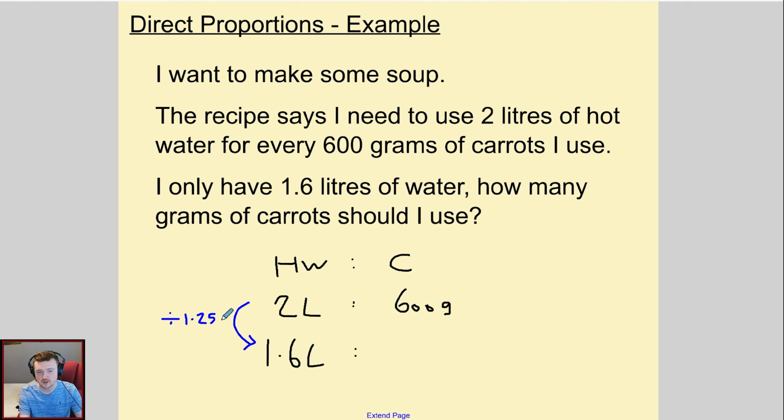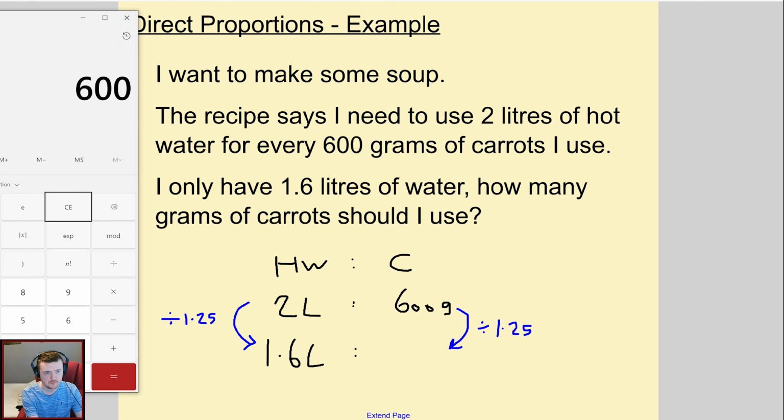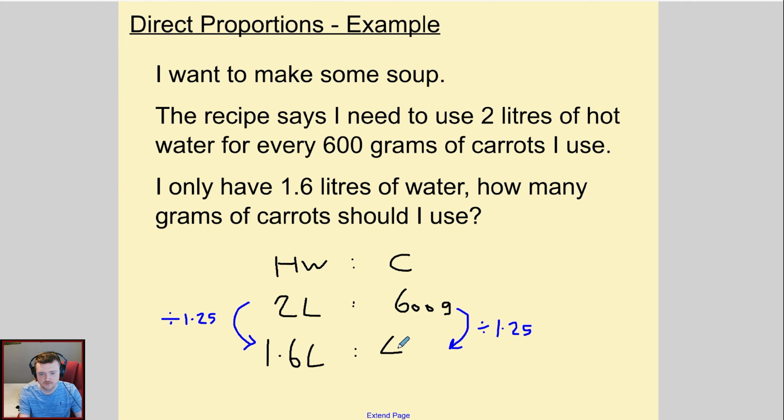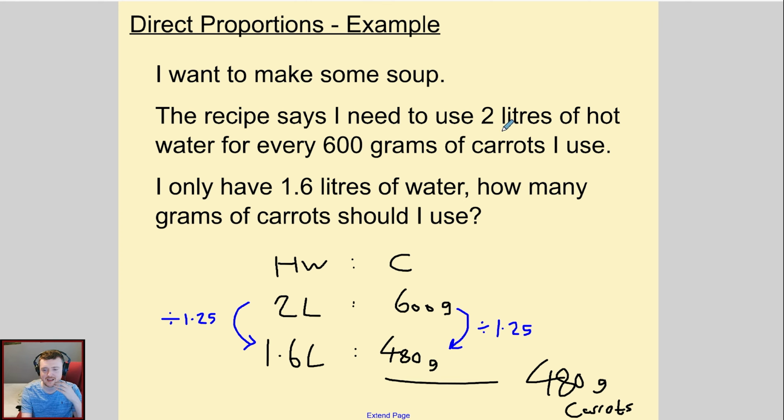It's gone down, so I know it's a division. It's divided by 1.25. The same thing, because it's directly proportional, the exact same thing must happen over here. So this is going to be divided by 1.25 as well. 600 divided by 1.25 is 480. So my answer is 480, but 480 what? It's 480 grams. So my answer is 480 grams of carrots. That's my actual answer there.